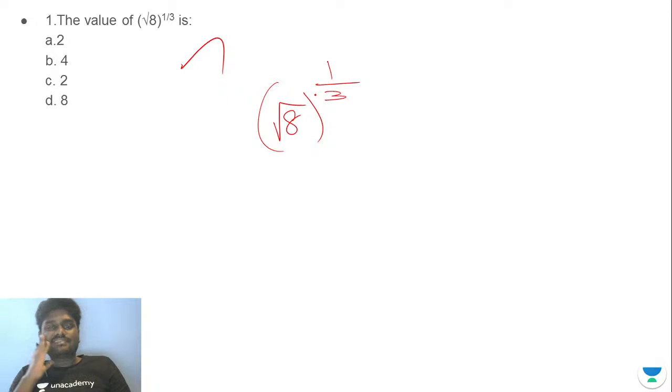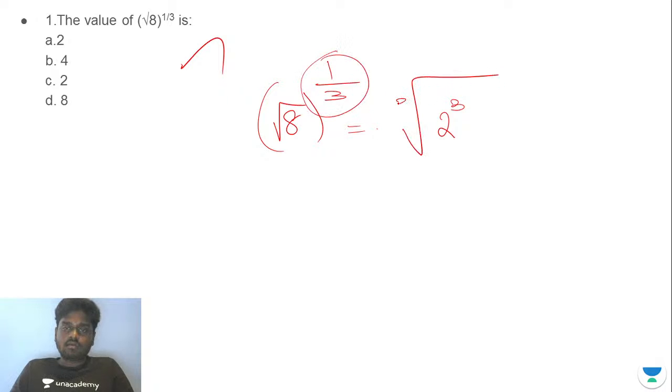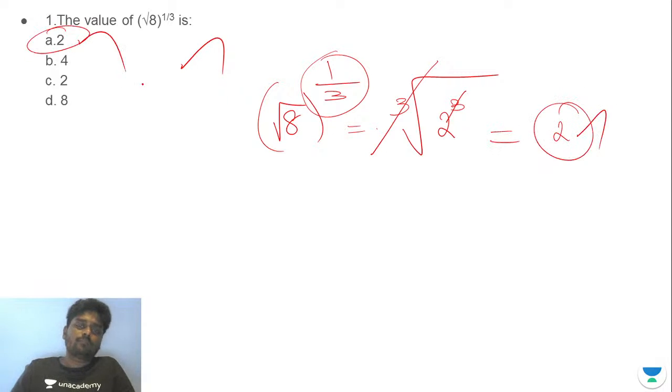So what can we do exactly here? Undoubtedly, I can write this as 2 cube, which is nothing but 8. So instead of 8, let me write this as 2 cube. And 1 by 3 is nothing but cube root. So cube and cube root get cancelled, and the answer for this question is ultimately option, that is 2. 2 is the right answer for the given question. Okay, we'll go for the next one.